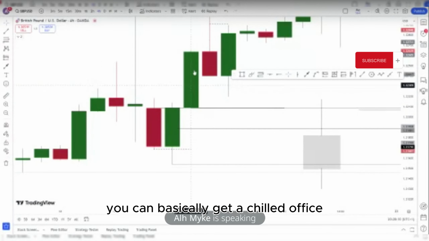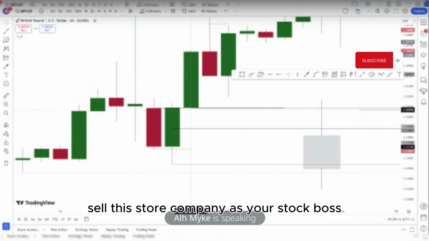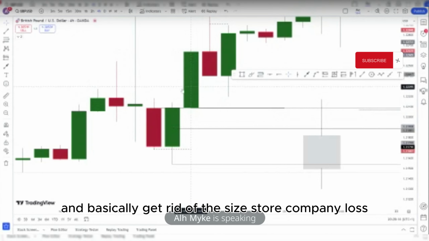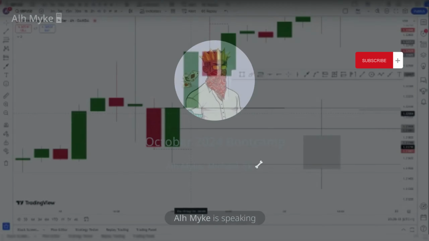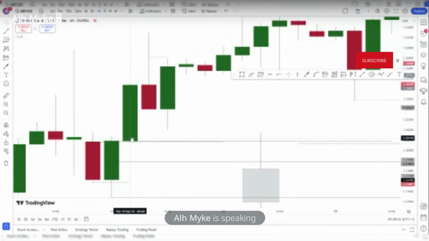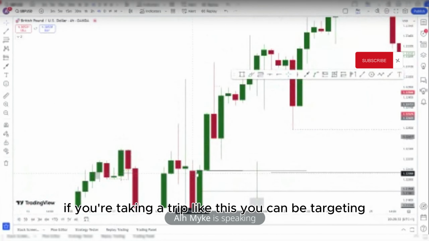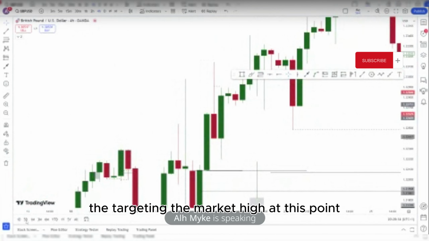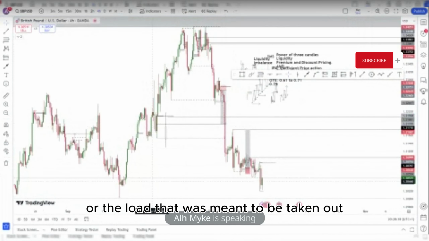You can get a trade off this and use this third candle low as your stop loss. They'll come back into this as their order block. You would have taken your trade with the movements that broke the structure and gotten out. That's the best part. In this scenario, if you're taking a trade off this, you can be targeting the market high at this point. You can be targeting the high or the low that was meant to be taken out.